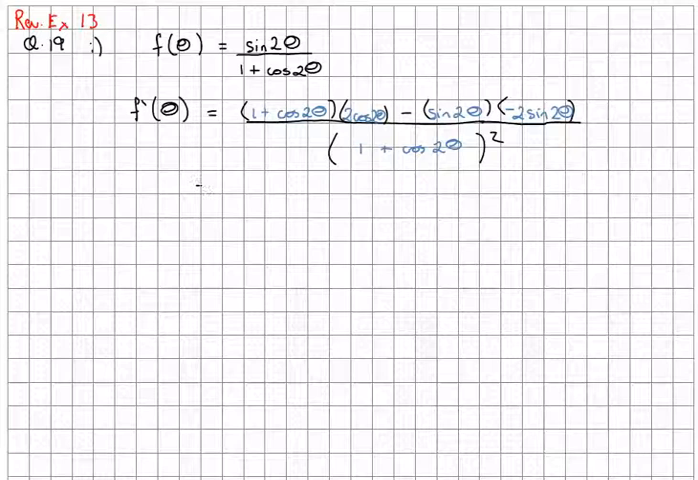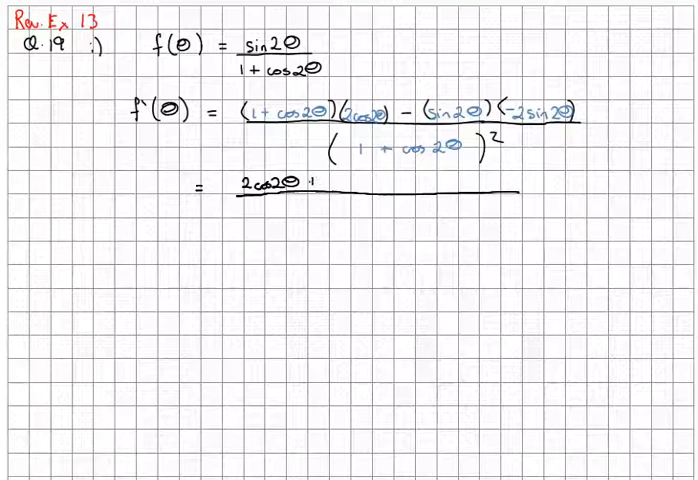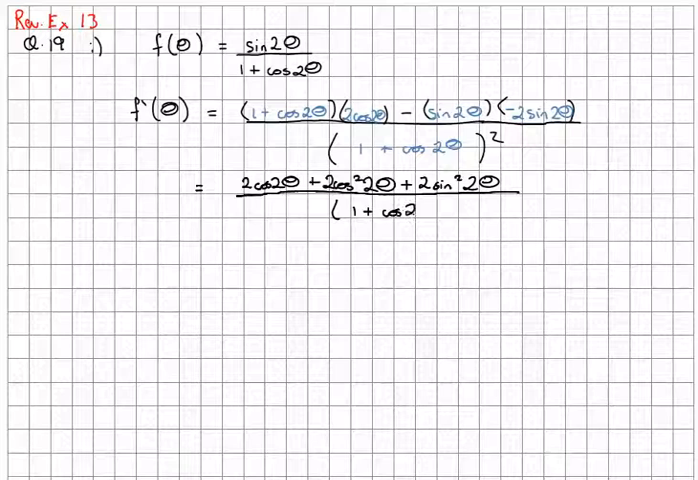Okay, let's do a tidy up on the top line. I'm going to have 2 times cos 2 theta, hopefully out the brackets, plus 2 cos squared 2 theta, minus and a minus, a plus there, minus 2 sine squared 2 theta. That's all over 1 plus cos 2 theta all being squared.